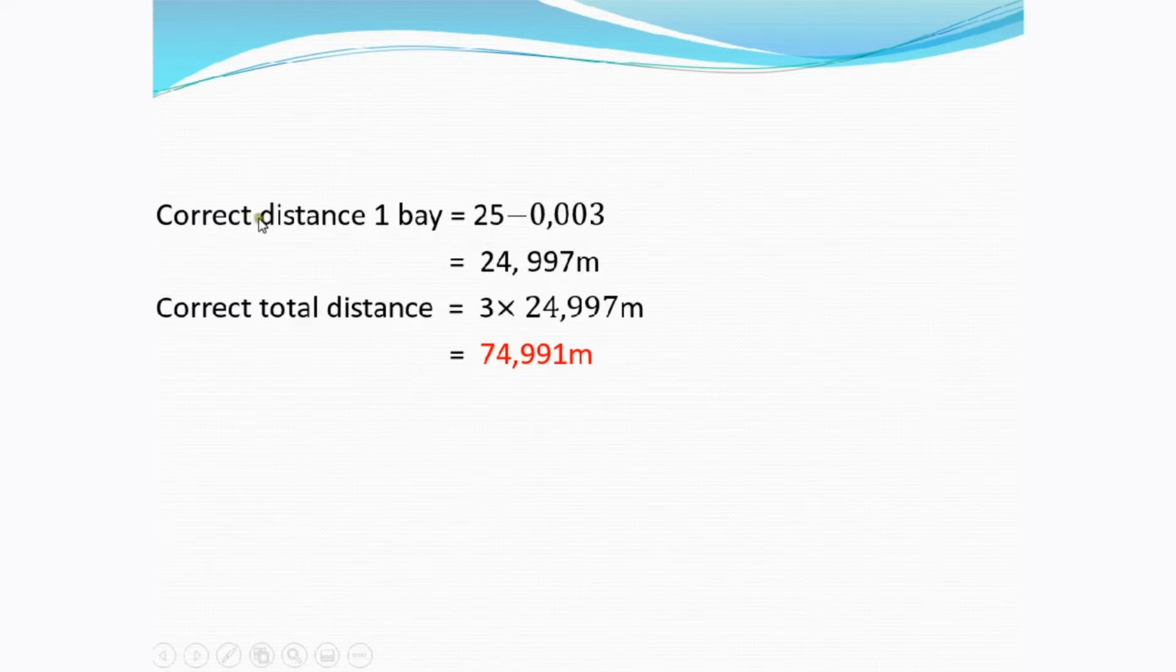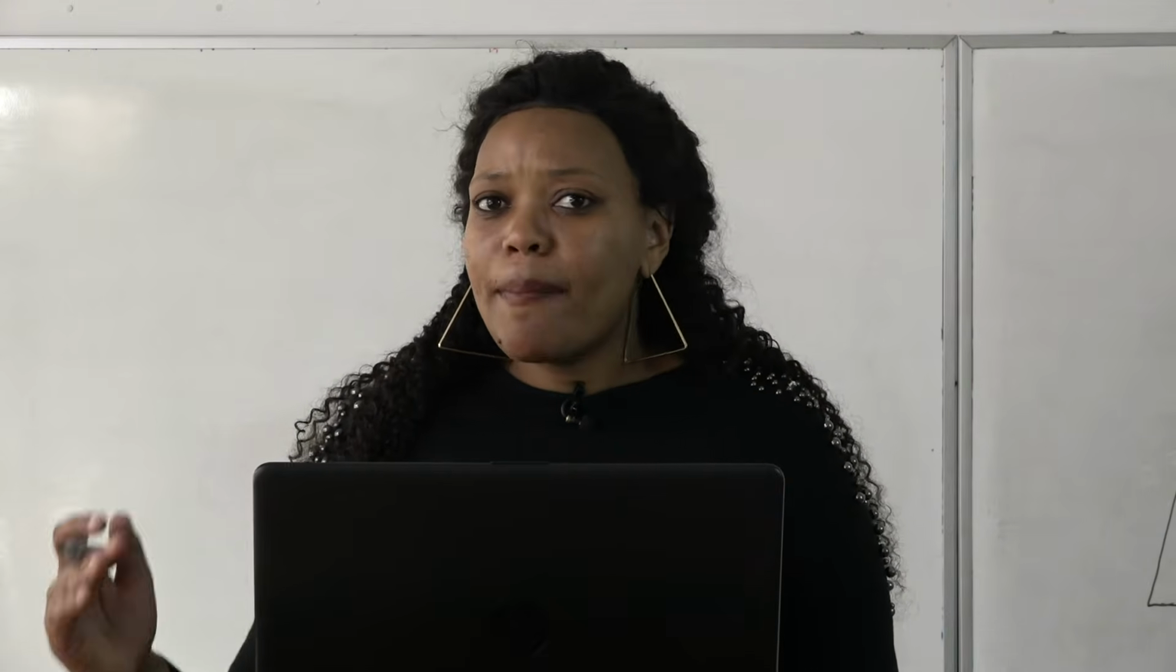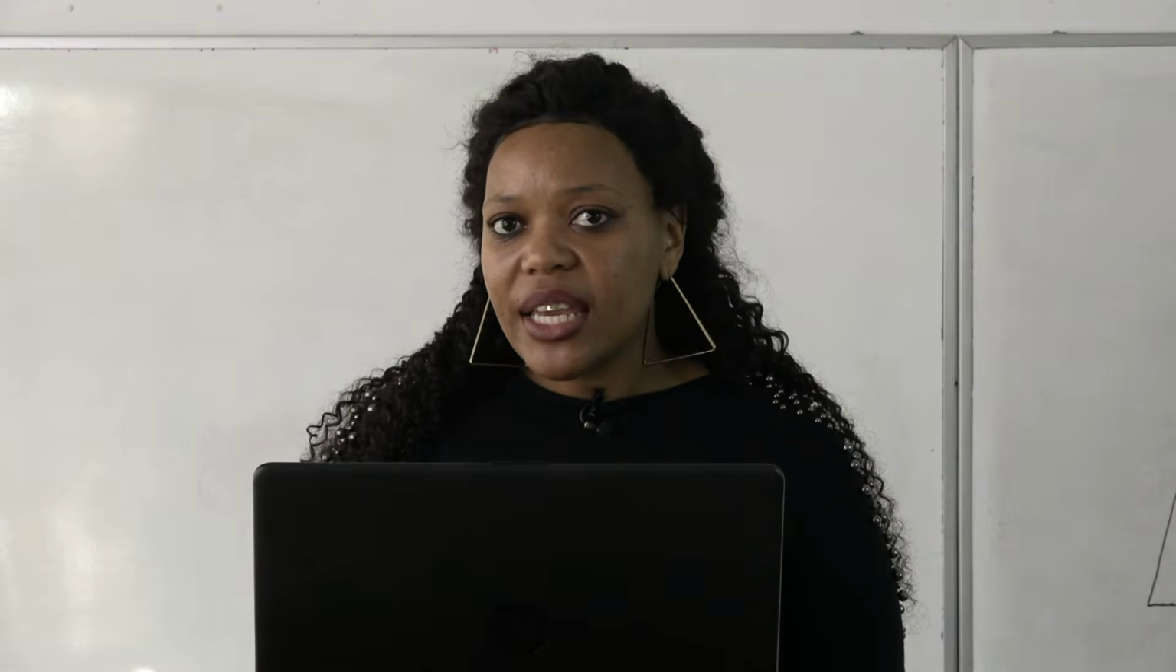which will give us 74.991 meters. Okay, what you need to note here is that you first need to get the correct distance for 1 bay, which is 24.997, and then you need to multiply this correct distance for 1 bay by 3, because we were told that the measurement was done in 3 equal bays. That's why we ended up with 74.991 meters.